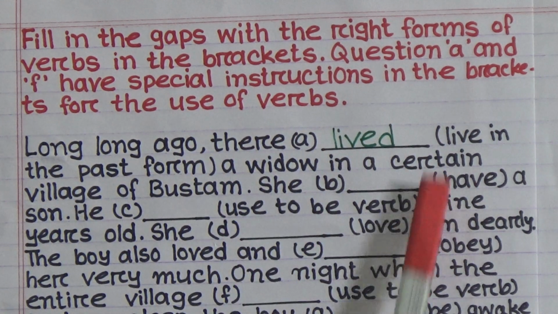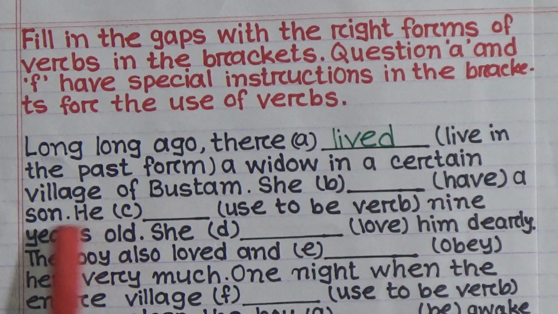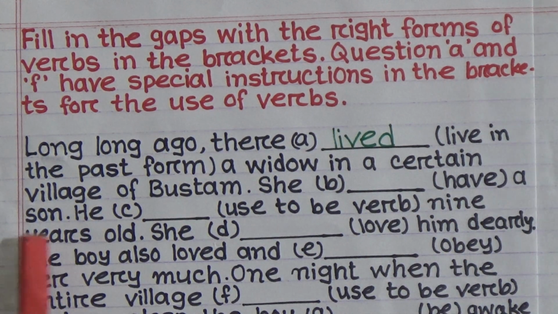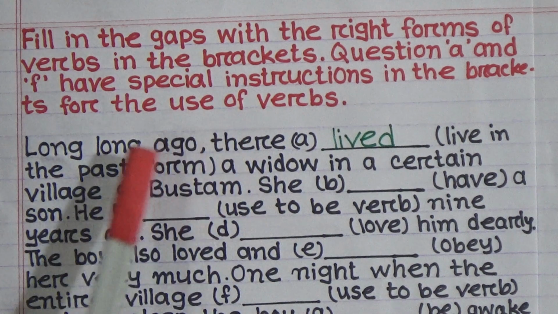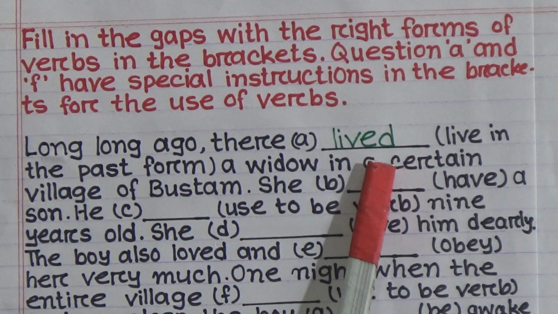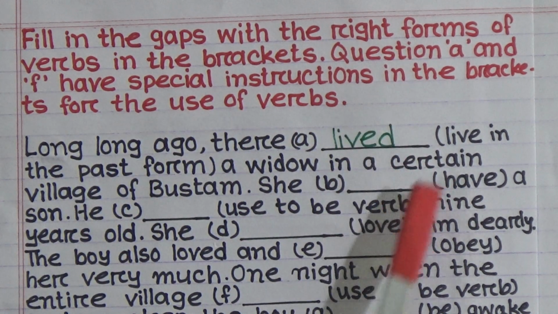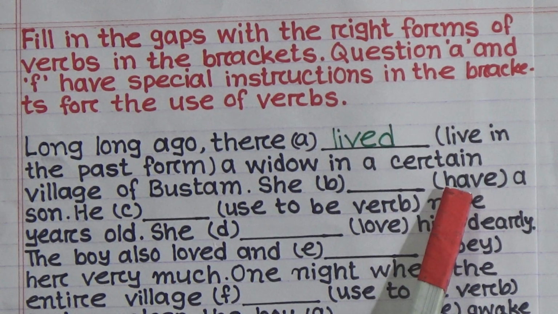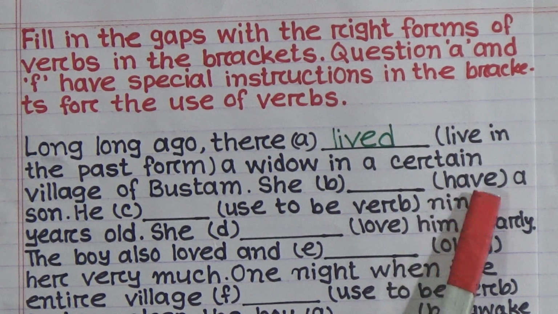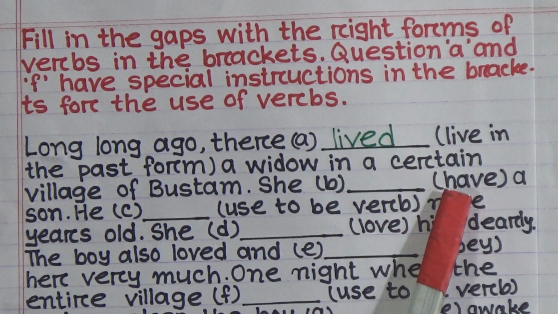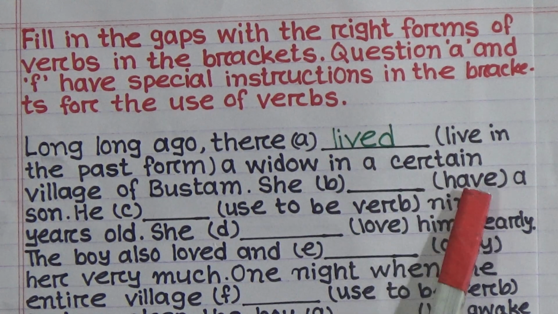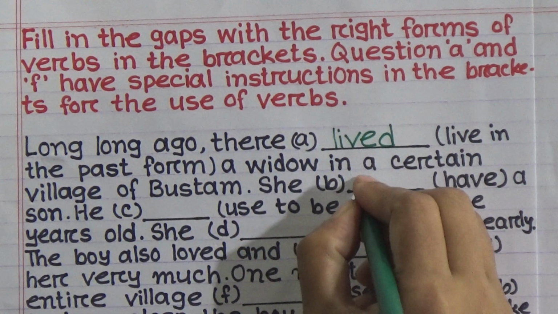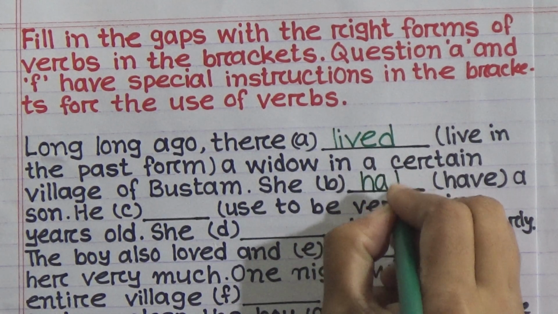She dash, in bracket have, a son. So look, the sentence starts with past tense, and here we find the verb have in bracket. Have is not past form, so we have to use the past form of have, and the past form of have is had. Here we have to write had.